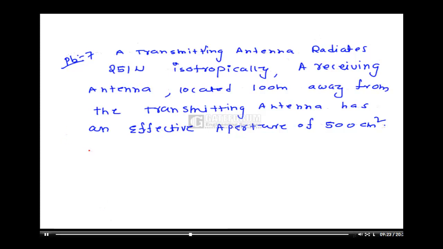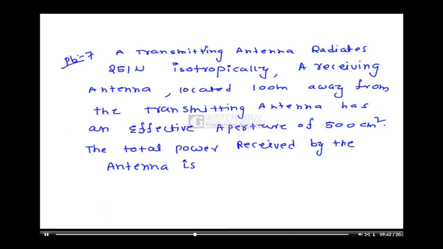The total power received by the antenna is: options are option A 10 microwatt, option B 1 microwatt, option C 20 microwatt, option D 100 microwatt. So this is the question.